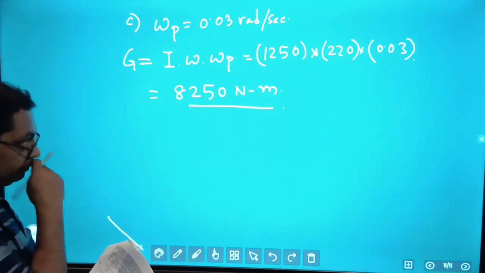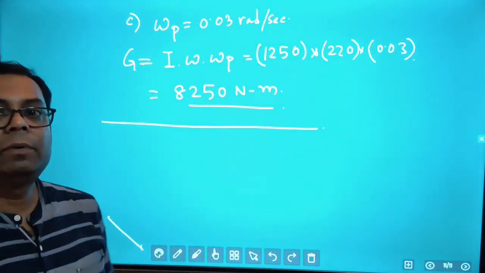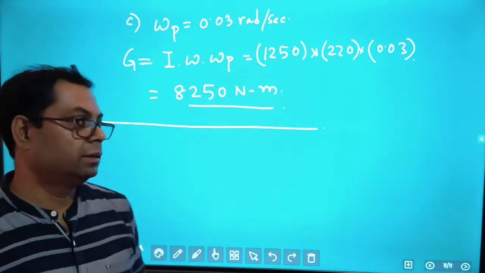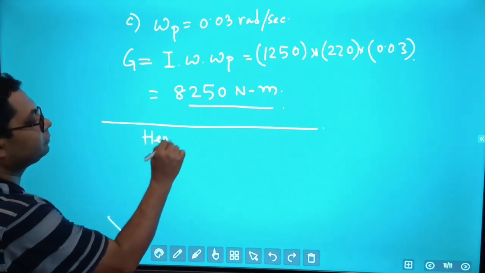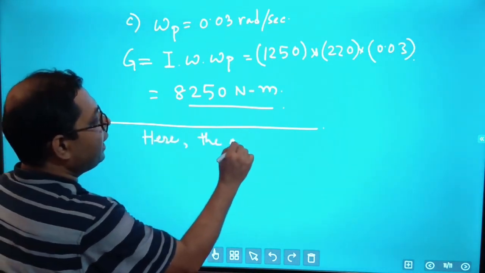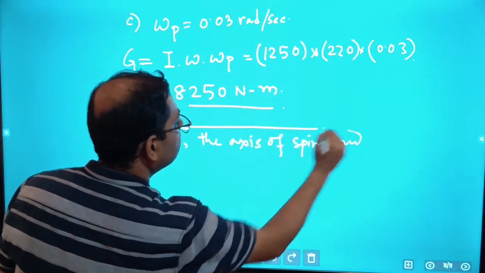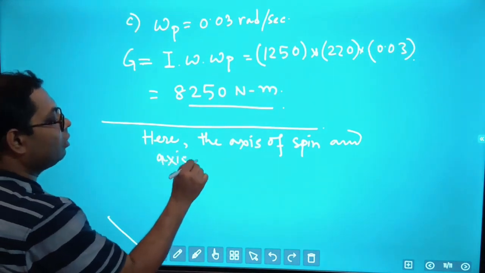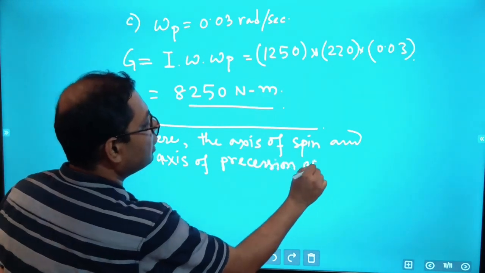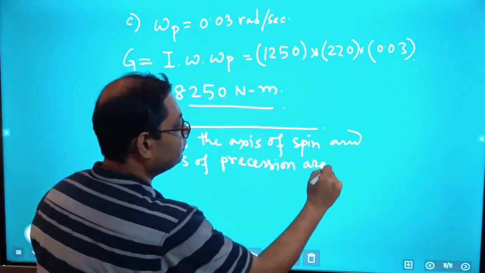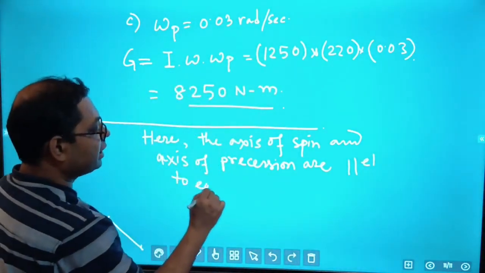But the thing is, what is the tendency of rotation of the particular vessel? So you have to write down here that the axis of spin and axis of precession are parallel to each other.